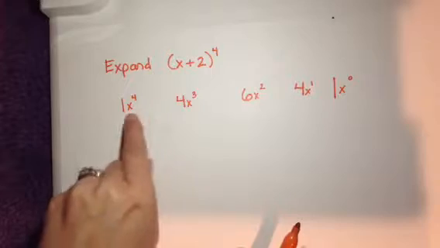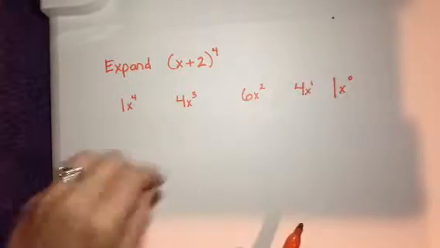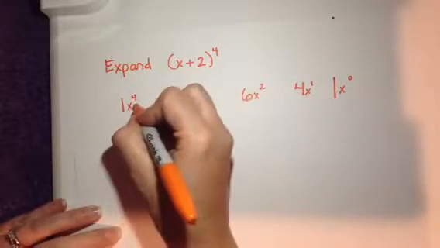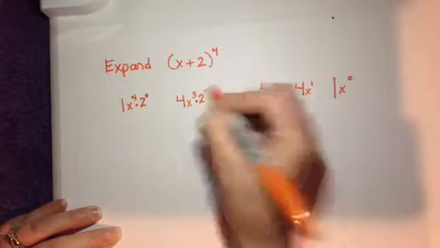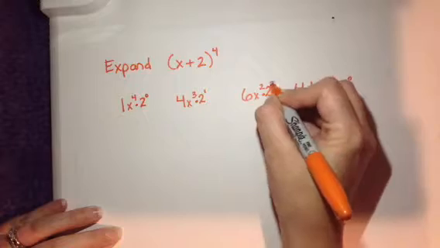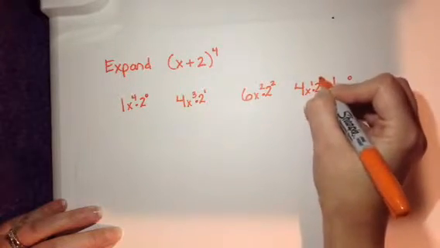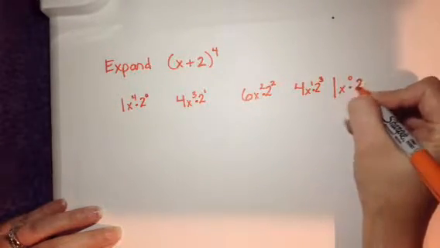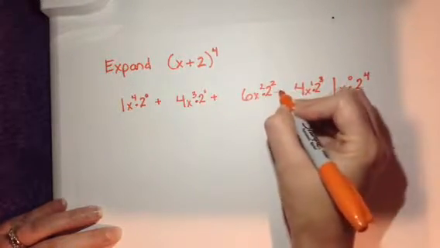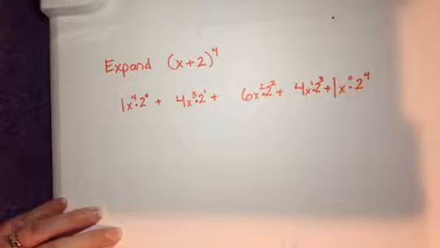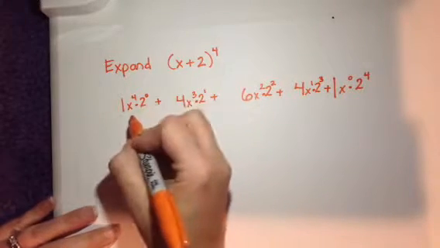And remember, all of these are multiplication in between them. So it's going to be times 2 to the 0, times 2 to the first, times 2 to the second, times 2 to the third, times 2 to the fourth. And remember, there's plus between all these, because if it's plus, we don't have to worry about a sign change. So then let's clean it up.